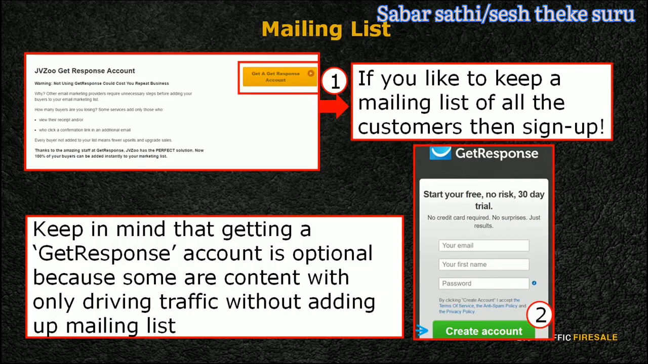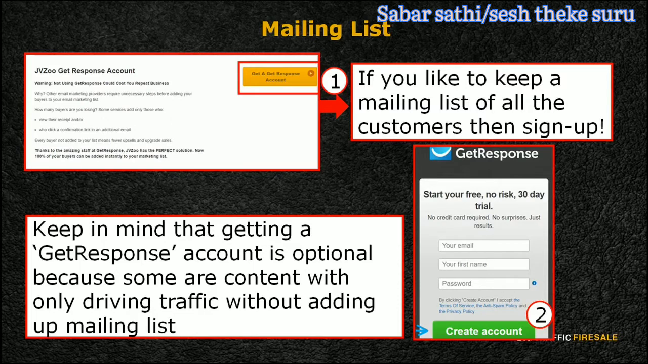Heading back to your seller dashboard, you'll have the option to apply for jvzoo.com's GetResponse account. According to jvzoo.com, this account will ensure that your buyers will be added instantly to your mailing list. Getting a GetResponse account will allow you to try it for free on a 30-day trial.